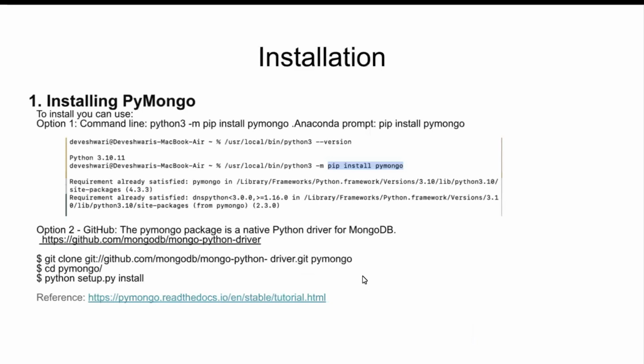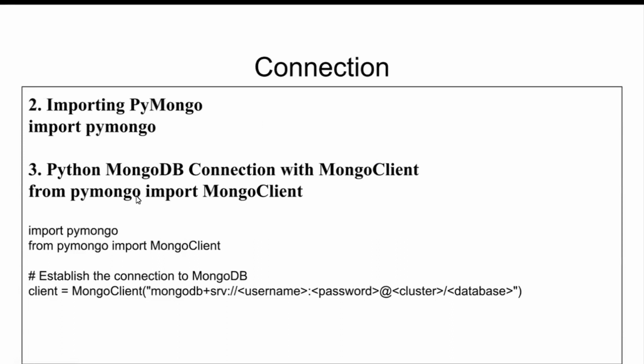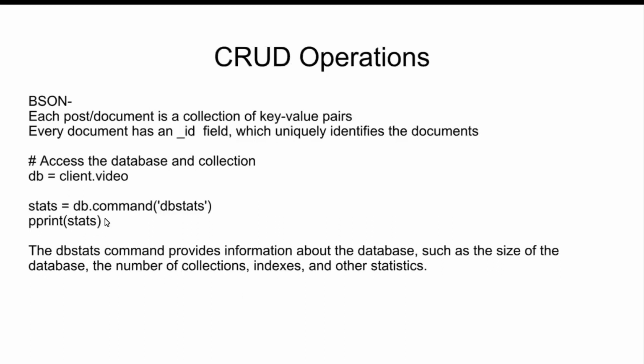Installation. The installation is pretty simple. If we are using the command line, we can use python3 -m pip install pymongo, or if we are using the Anaconda prompt, it is pip install pymongo. Or you can use the GitHub repository, clone it, and then set up install it. After installing PyMongo, we need to import pymongo in the notebook, and then we need to create a connection with the Mongo client using the code. So CRUD operations are what we'll be focusing on today.